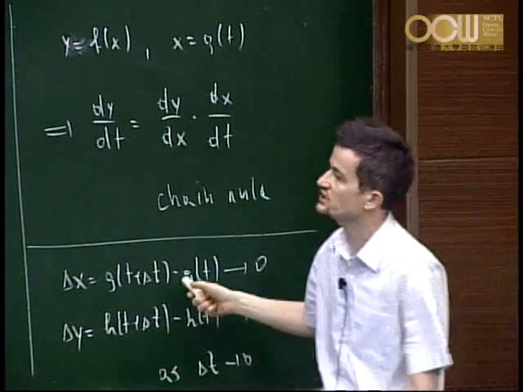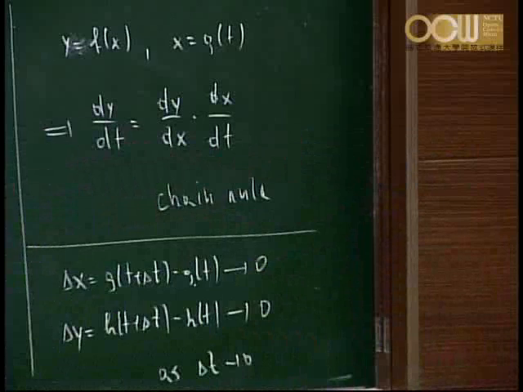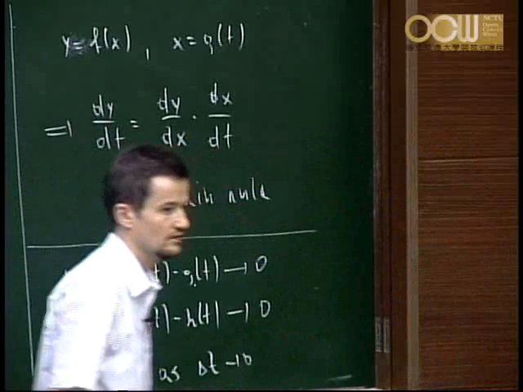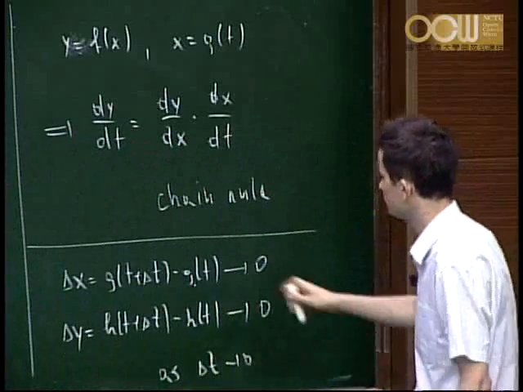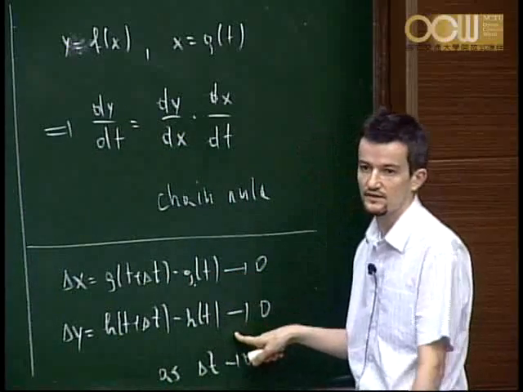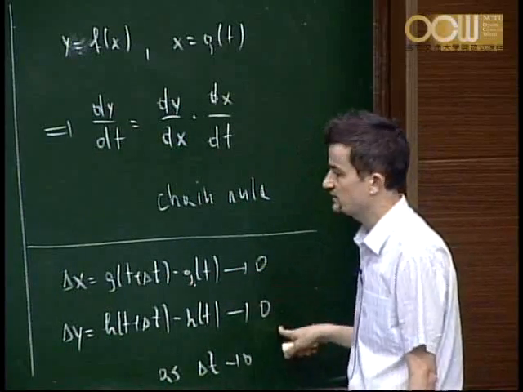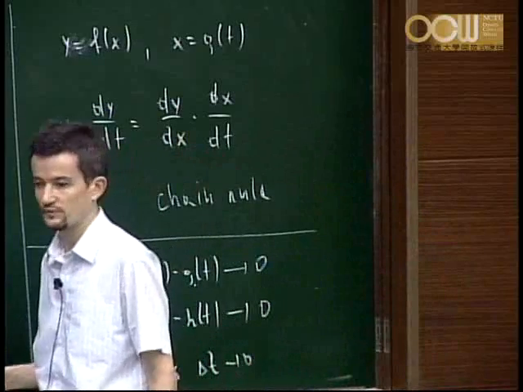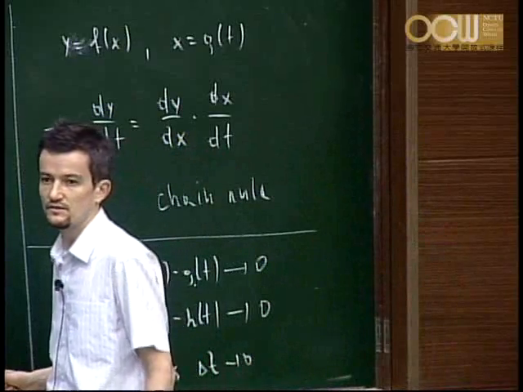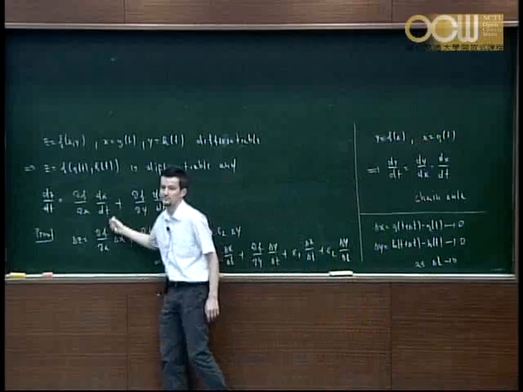Because we assume that g is differentiable, g must be continuous. Because of the continuous property, we know that this here tends to 0, and this tends to 0 as well. But if those two tend to 0, then those two tend to 0. So we get 0 here and 0 here. And this already implies the rule.